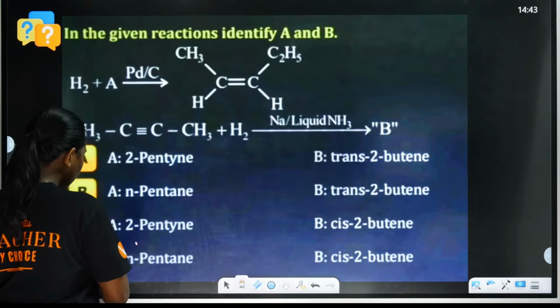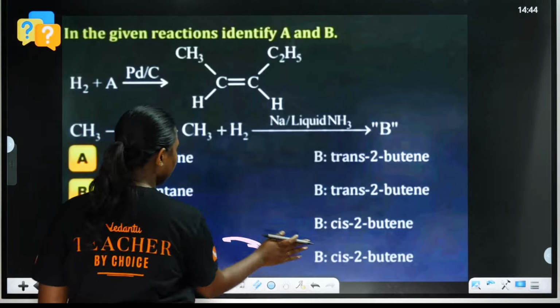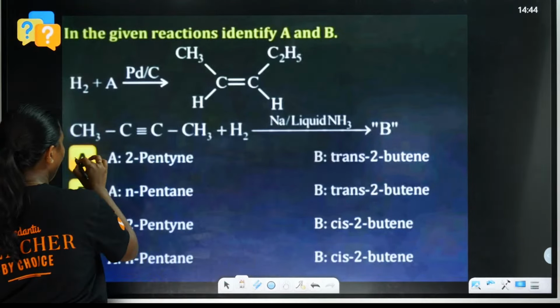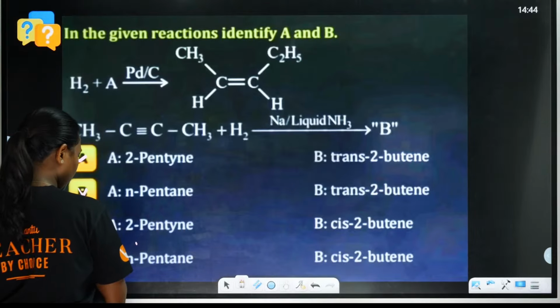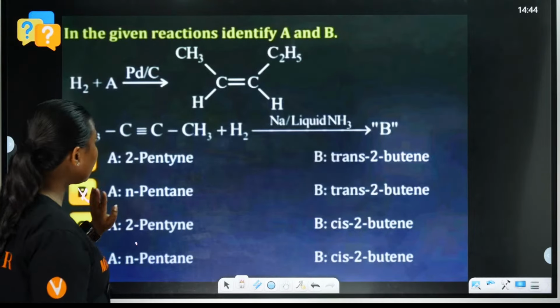Options B and C we can cut. No, options B and D we can cut. A and C remain.